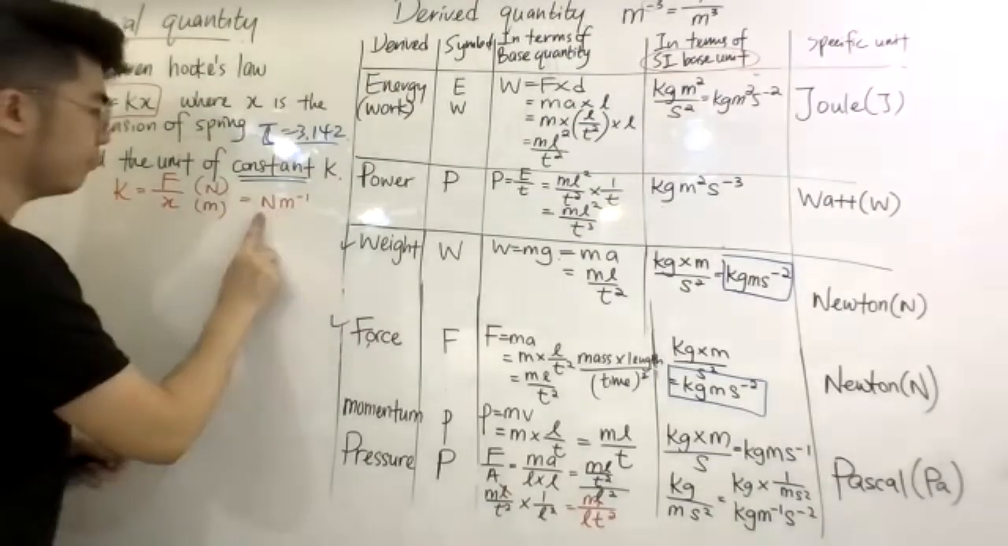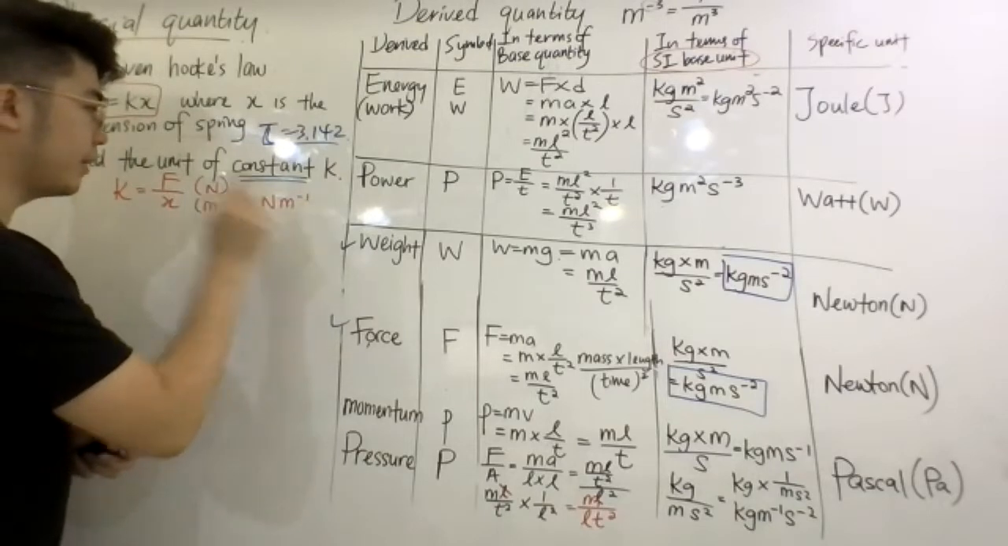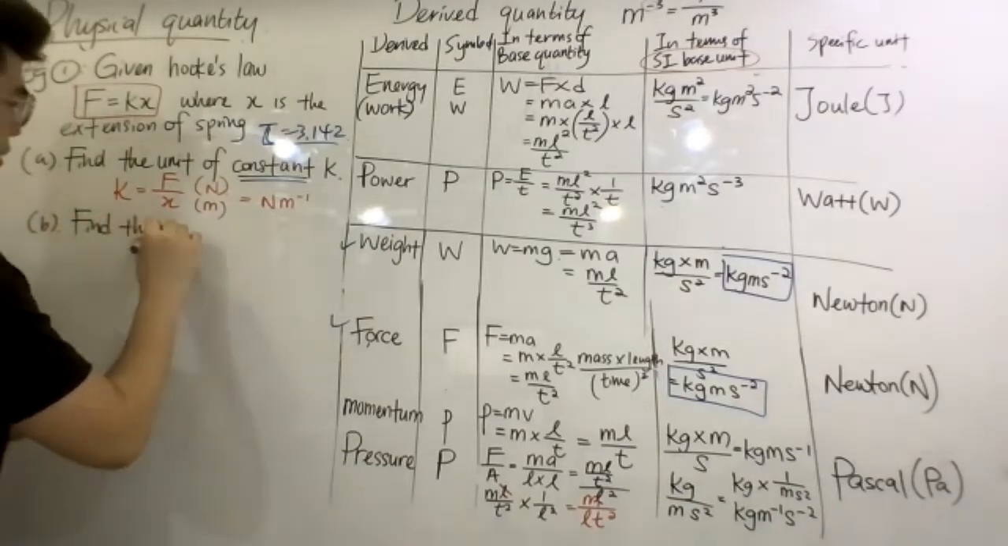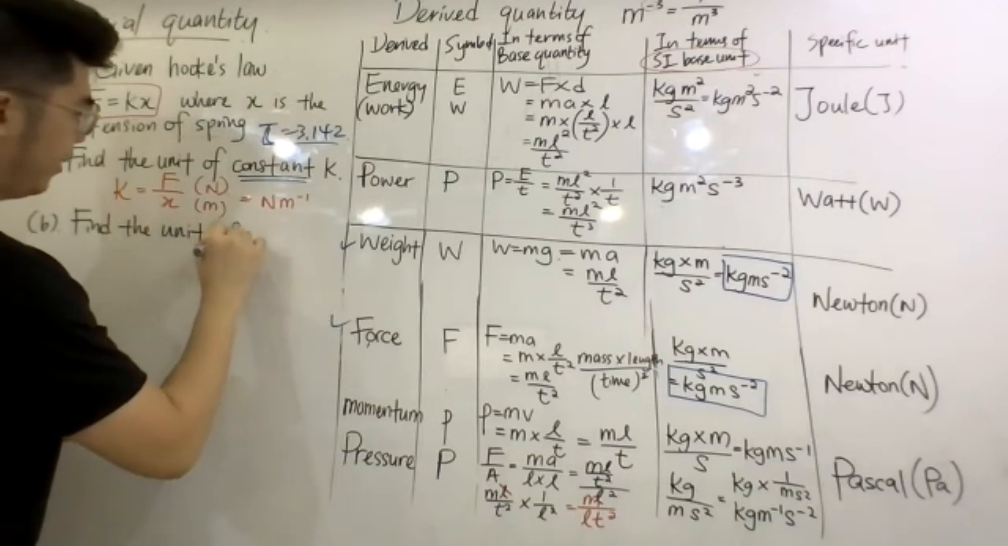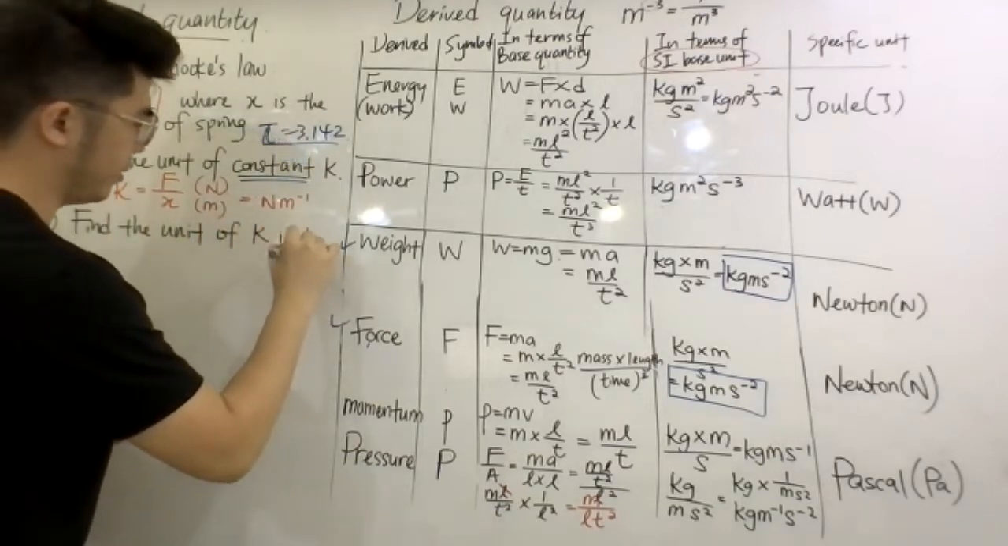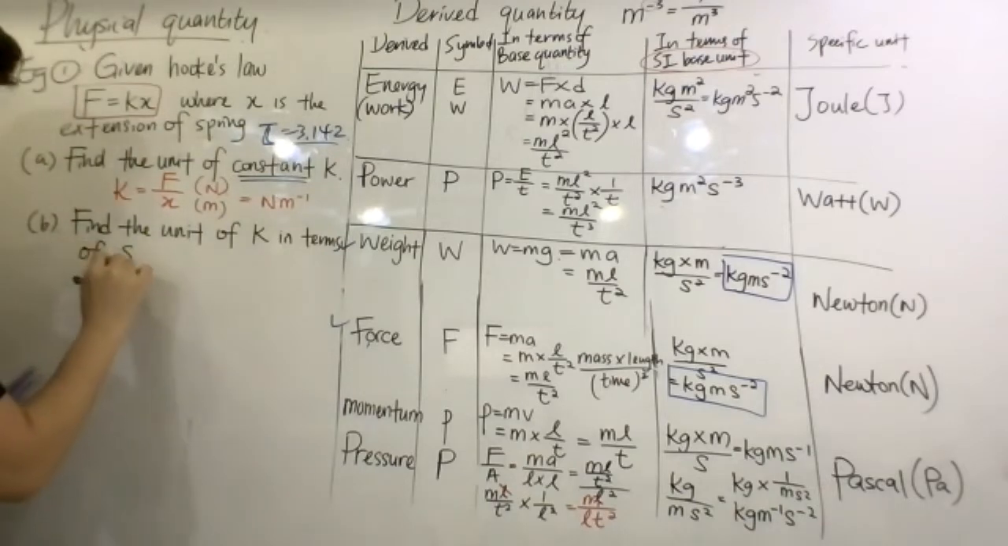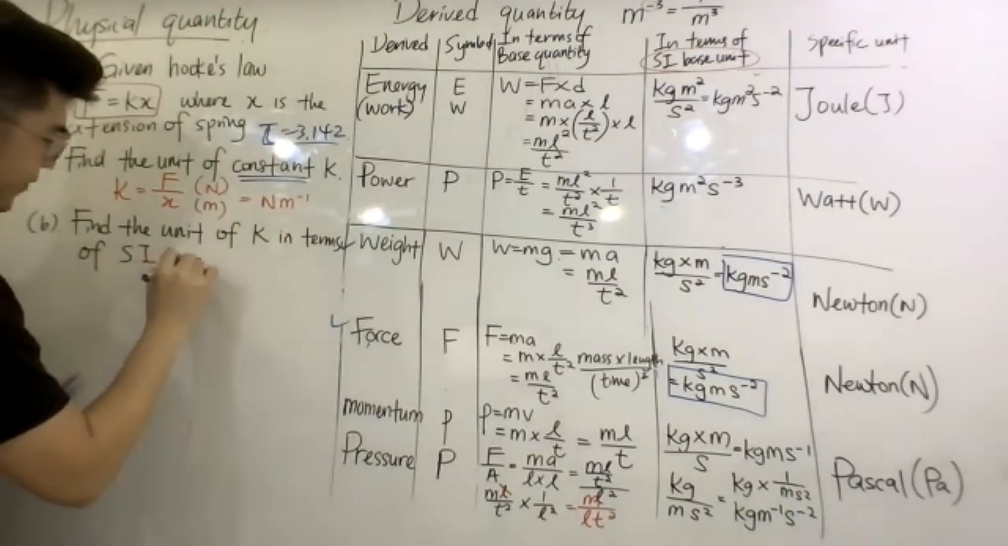This is 1 unit. I can put it like this, Newton meter minus 1. Let's say the question wants you to find the unit of K in terms of SI base unit.